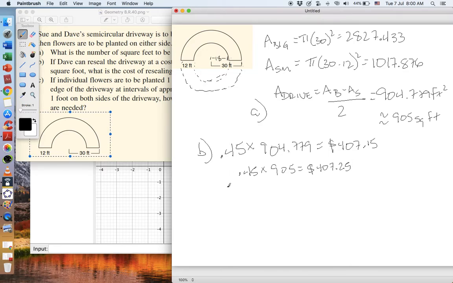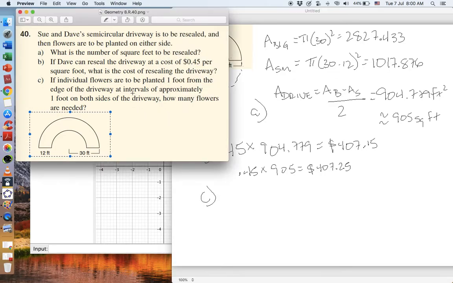407.25 there. Close enough. And C, if individual flowers are to be planted 1 foot from the edge of the driveway in intervals of approximately 1 foot on both sides of the driveway, how many flowers are needed?